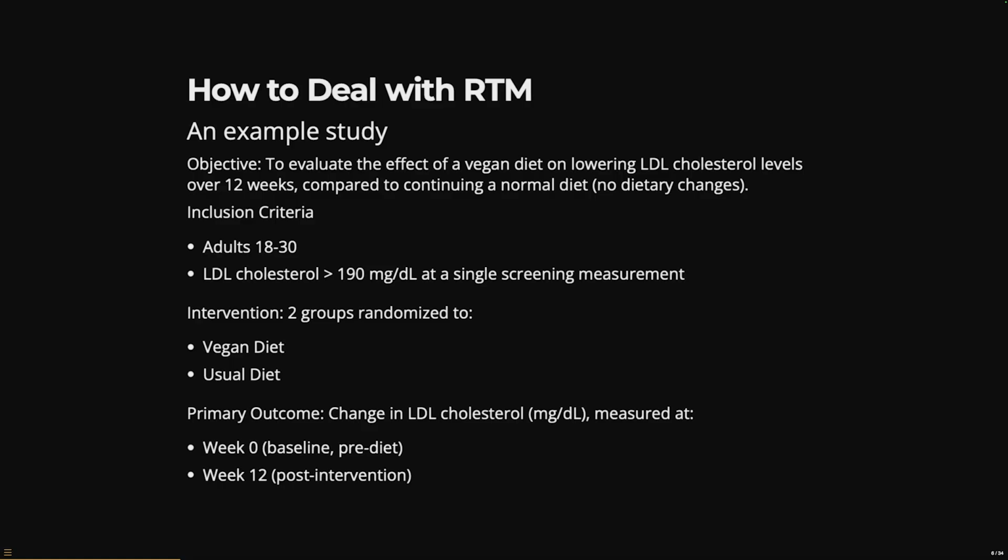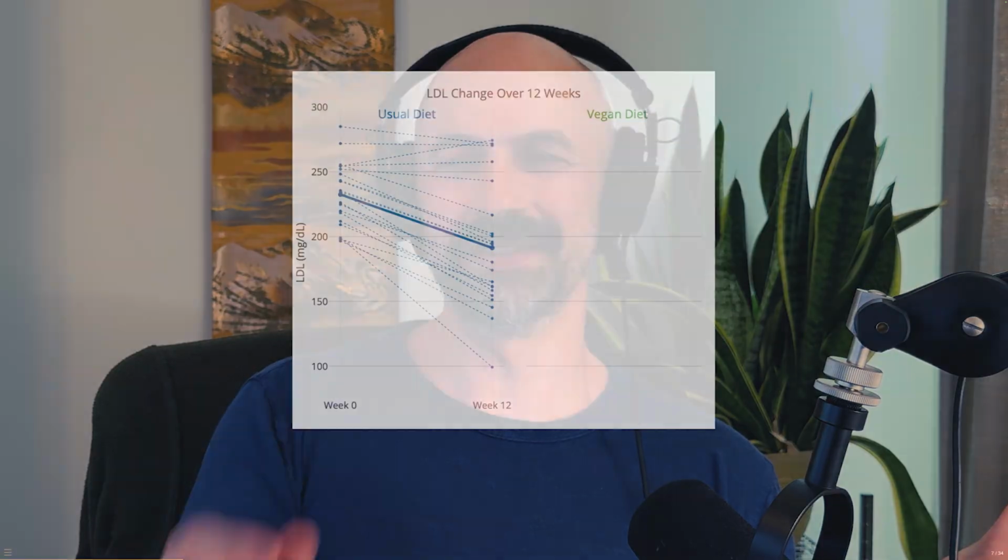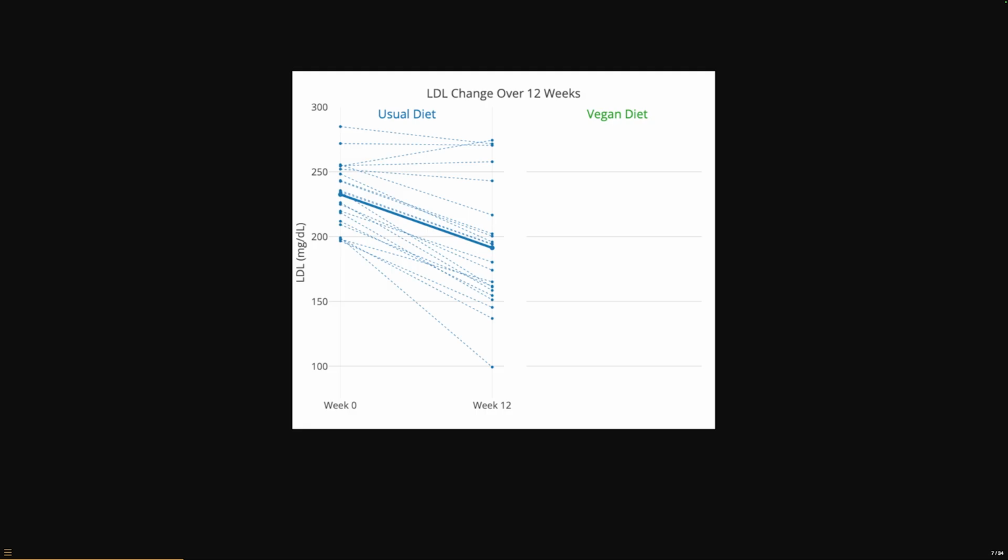And our primary outcome is the change in LDL cholesterol. So we measure it at week 0 and at week 12, the end of the intervention. So let's say now we're going into the data analysis. Okay, so I'm going to show a chart, and I'm first going to look at the usual diet, the change in LDL over 12 weeks. Each point in this chart is a subject or participant of the study.